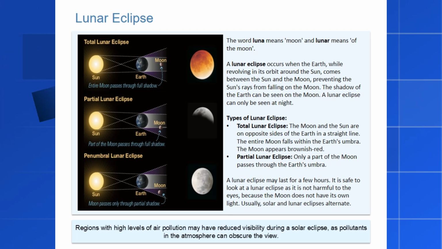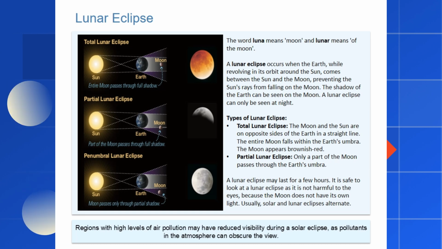Unlike solar eclipses, lunar eclipses can last for several hours. It is perfectly safe to look directly at a lunar eclipse without any special eye protection, as the Moon does not emit its own light and is merely reflecting the Sun's light, which is now blocked by the Earth. Interestingly, solar and lunar eclipses typically alternate, occurring in a cyclical pattern.